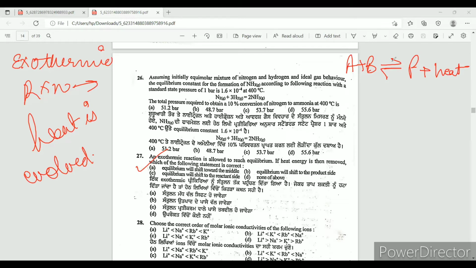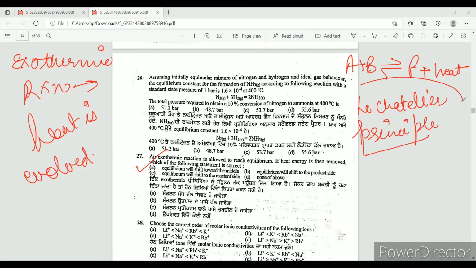Now they say if heat is removed, then this equilibrium will shift towards the product side. Why? By the use of Le-Chatelier principle. Le-Chatelier principle deals with the effect of temperature, pressure, and the change of volume.